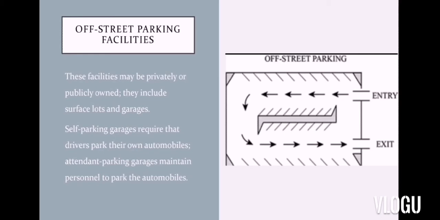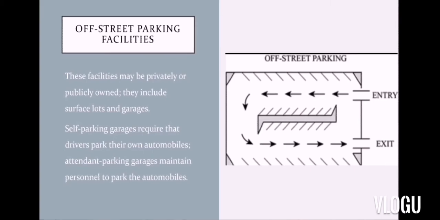Second is off-street parking facilities. These facilities may be privately or publicly owned. They include surface lots and garages. Self-parking garages require that drivers park their own automobiles. Attendant parking garages maintain personnel to park the automobiles.